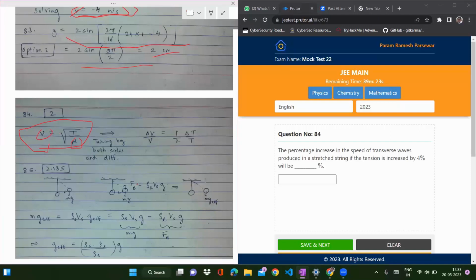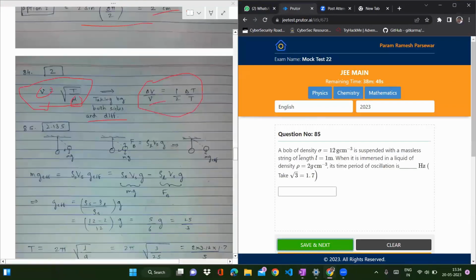As we saw earlier in one question, for the relation between relative changes, we take log on both LHS and RHS and we differentiate on both sides. We get the relation between the relative changes of the physical quantities, delta V by V equals half delta T by T. This means if the change in tension is 4%, then half of 4%, that is 2%, will be the change in the velocity of that wave. So 2 is the answer.